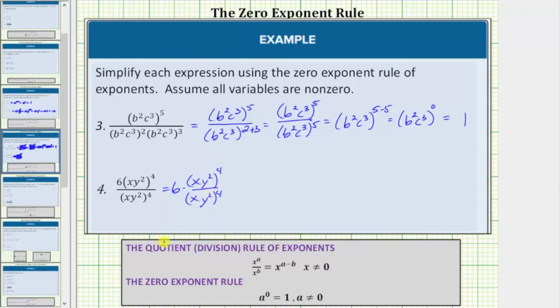But let's go ahead and apply the quotient rule of exponents and the zero exponent rule one more time. This is equal to 6 times, here we're dividing and the bases are the same, so we subtract the exponents. This quotient is equal to xy squared raised to the power of 4 minus 4. 4 minus 4 is equal to 0. This simplifies to 6 times xy squared raised to the power of 0. Any non-zero value raised to the 0 power is equal to 1. This simplifies to 6 times 1, which equals 6.